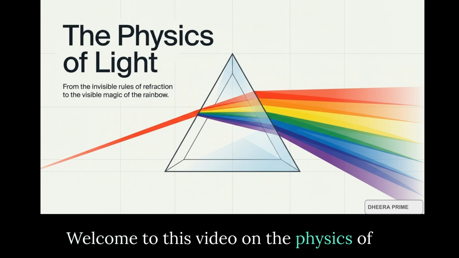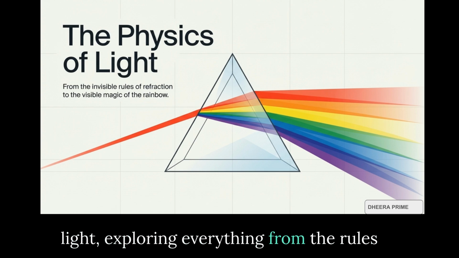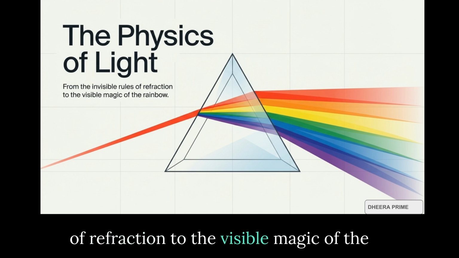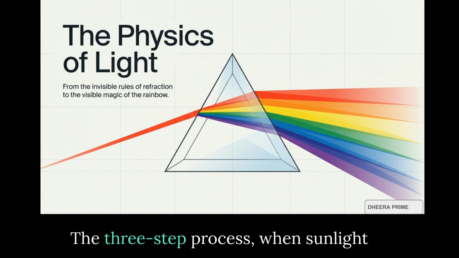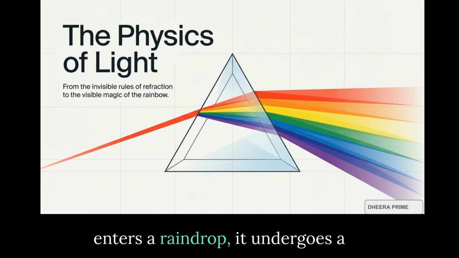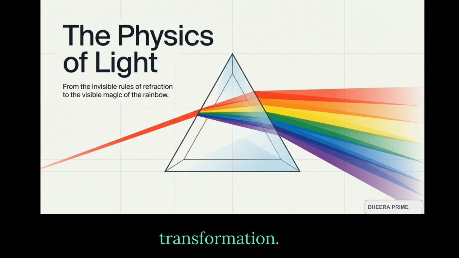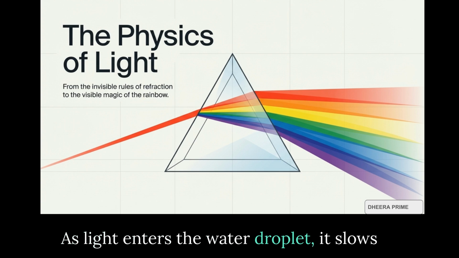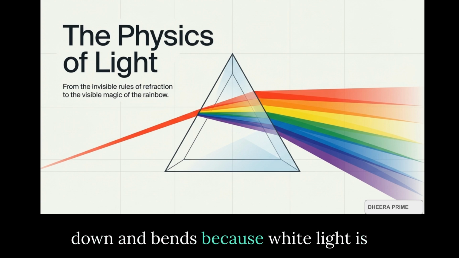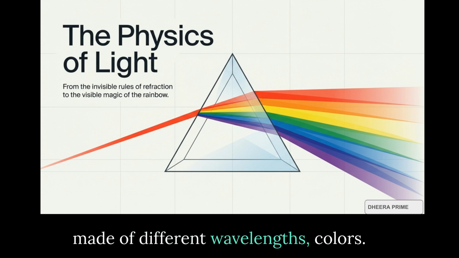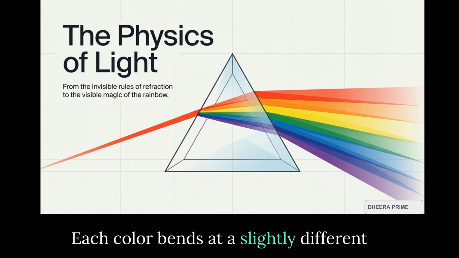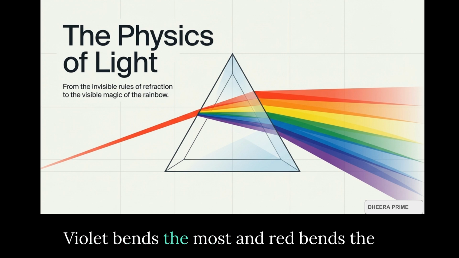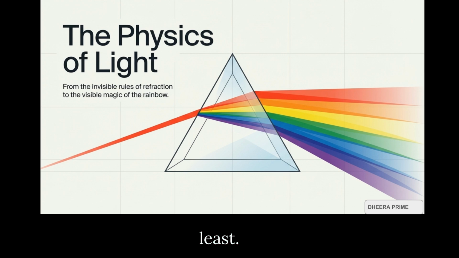Welcome to this video on the physics of light, exploring everything from the rules of refraction to the visible magic of the rainbow. The three-step process: when sunlight enters a raindrop, it undergoes a transformation. Refraction, the entry. As light enters the water droplet, it slows down and bends. Because white light is made of different wavelengths, colors, each color bends at a slightly different angle.